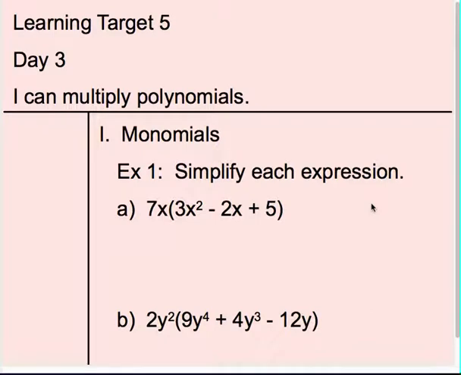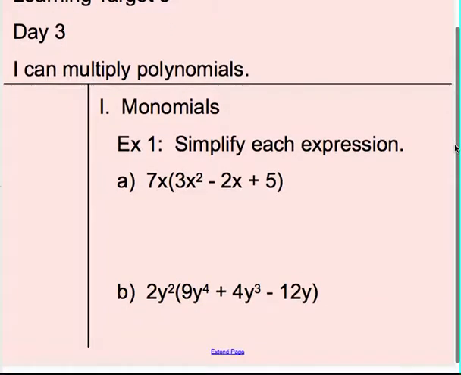So learning target 5, day 3 is multiplying polynomials. The last couple of days we have looked at the distributive property, and multiplying polynomials using the distributive property is no different. So we're going to start with our first example. And at first we're just going to distribute what are called monomials.